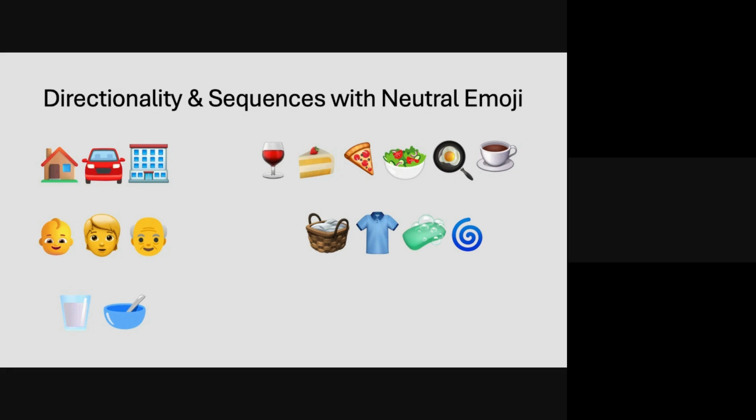Instructions for laundry. Left to right is a perfectly good sequence to explain how to do laundry. And the other way, a poor college student who's doing laundry for the first time completely messes up their laundry, right?